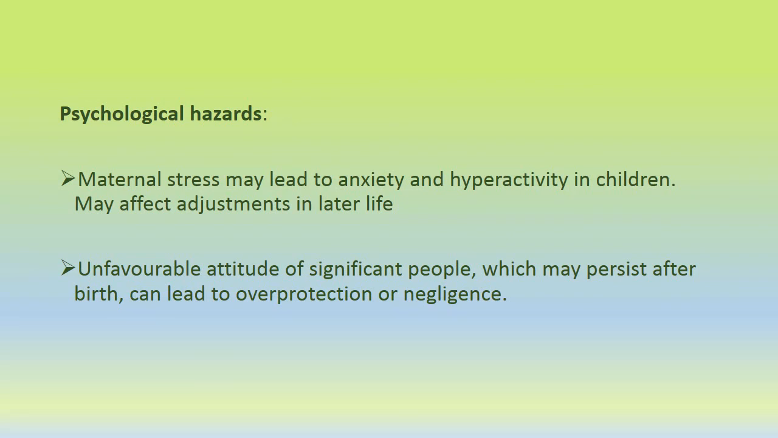Another very important point is the unfavorable attitude of the significant people. In some cultures, male and female children are given different preferences. If there is a girl child in a particular culture where the girl child is not appreciated and preference is given to a male child, this kind of attitudinal problem can also lead to negligence or overprotection of the children. That may also lead to some kind of maladjustment in later life.